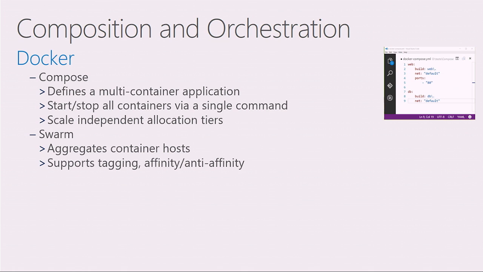In the example here, I've got a single web server container and a database container. Now when I start my application, I start all the containers necessary to run that application as one operation. Similarly, if I want to stop it, I can tear them down as one application. In fact, I can build them as one application as well. So I can do a Docker Compose build, and it will build both those containers at the same time. I can also scale independent tiers of it. So if I have a web tier, as I do here, I can say, you know what, I need more of those web servers.